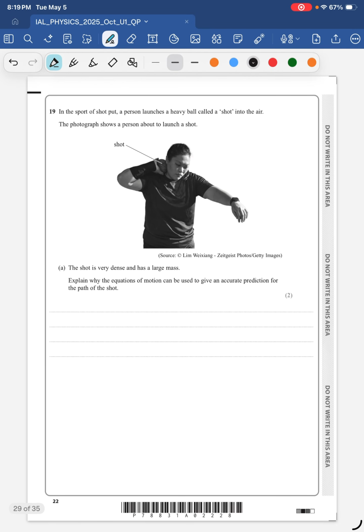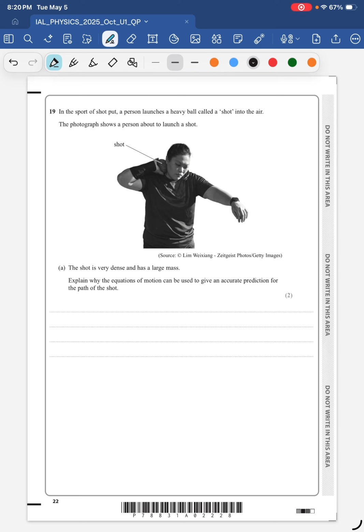Question 19. Sport of shot put, a person launches a heavy ball called a shot into the air. The photograph shows a person about to launch a shot. The shot is very dense and has a large mass. Explain why the equations of motion can be used to give an accurate prediction for the path of the shot.